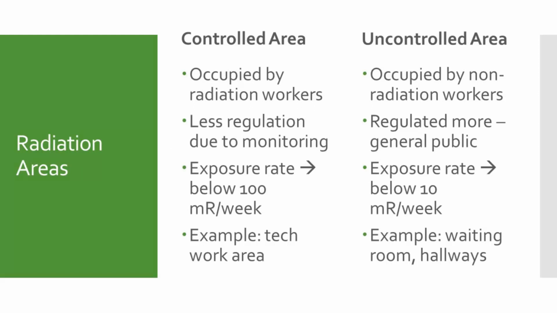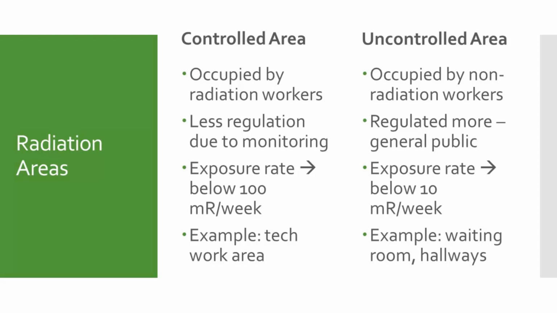Related to the adjacent occupancy concept that we just reviewed is the type of radiation areas and the regulations required for each. The barriers we just discussed are to ensure that the minimum requirements are met. Controlled areas are those that are mostly occupied by radiation workers. Because we as radiation workers are properly monitored for occupational exposure, there is less strict rules, and the limit of radiation for these areas is not to exceed 100 milliroentgen per week. An example of a controlled area is the technologist work area.